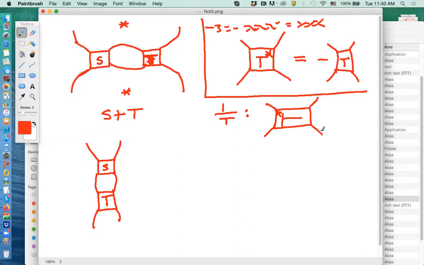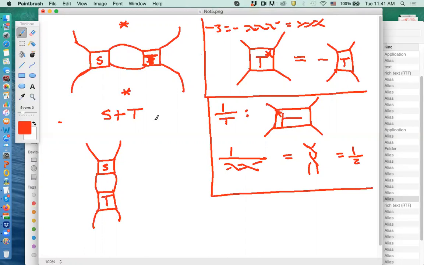That's the Conway rule, and that works just fine. For example, if I wish to take 1 over 2, then that's equal to turn it by 90 degrees and take its mirror image, and you have this. You'll note that I did take its mirror image before turning it, and that's 1/2. And all that works out. So we know what we mean by 1 over t, and we know what we mean by the other.